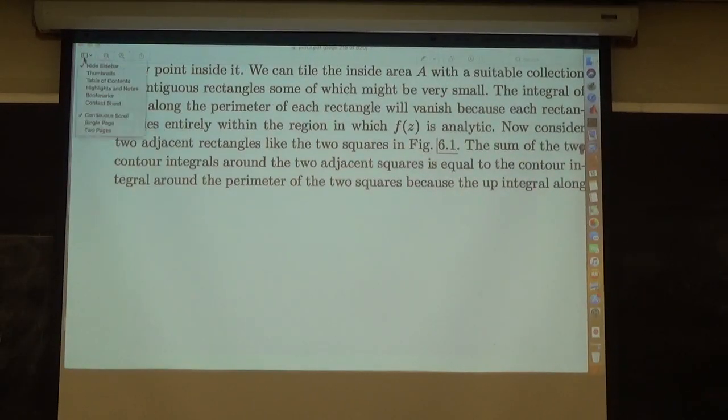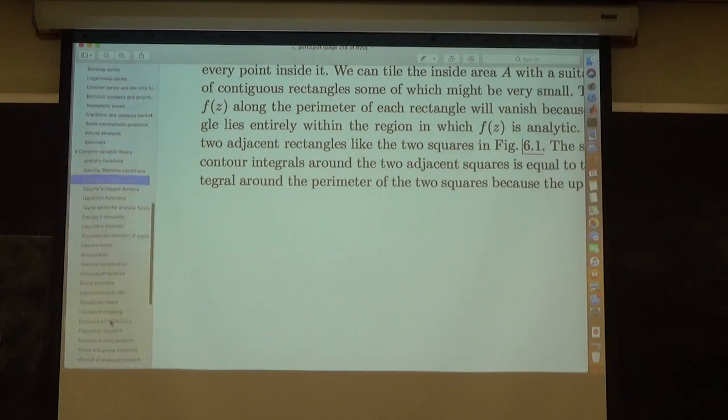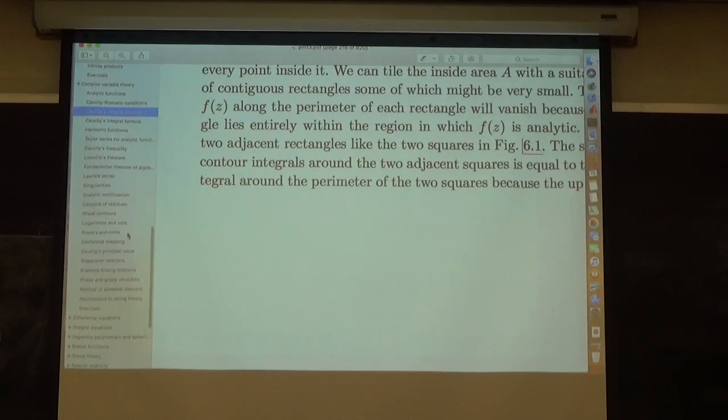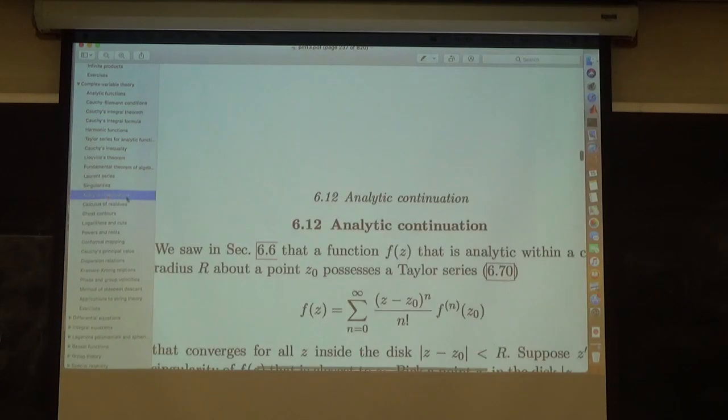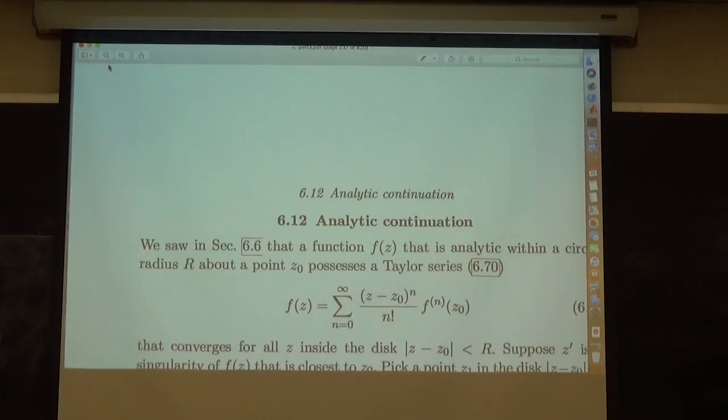Let's see, maybe the fastest way is to go to table of contents. I had a doctor's appointment which screwed everything up today, and so I'm just... okay, so let me just review the very basic things.